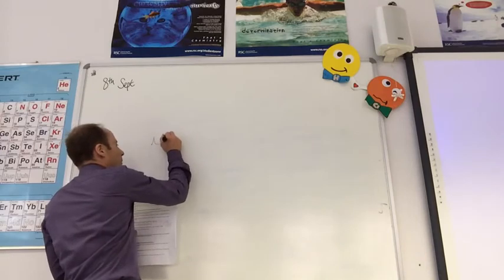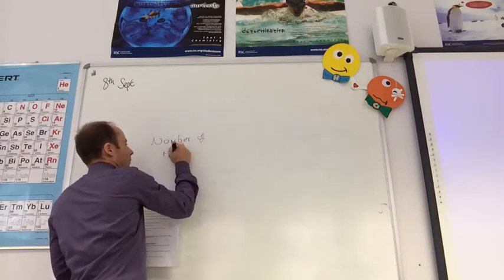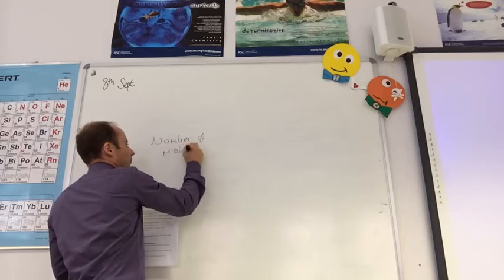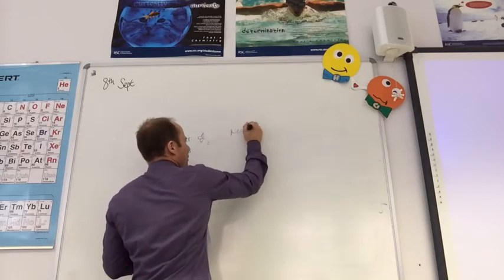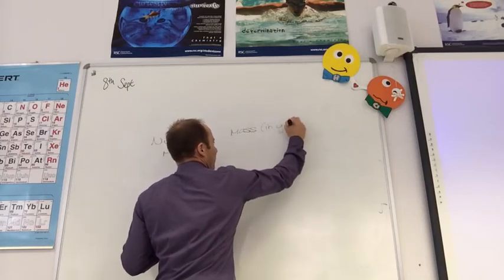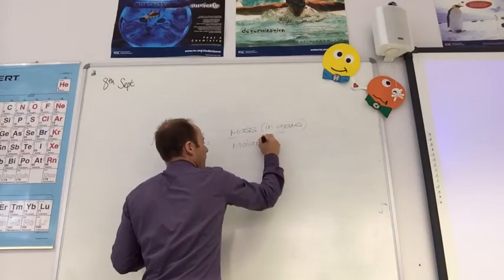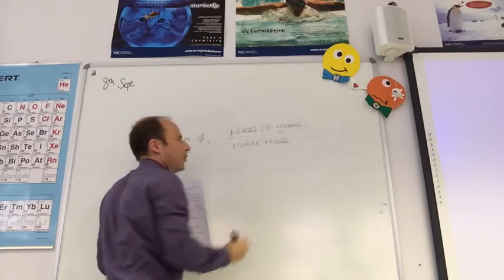So we need to be able to work that out from an equation, and it's easy peasy. The number of moles that you have is equal to the mass that you weighed out in grams divided by the molar mass, which you can work out from the periodic table.